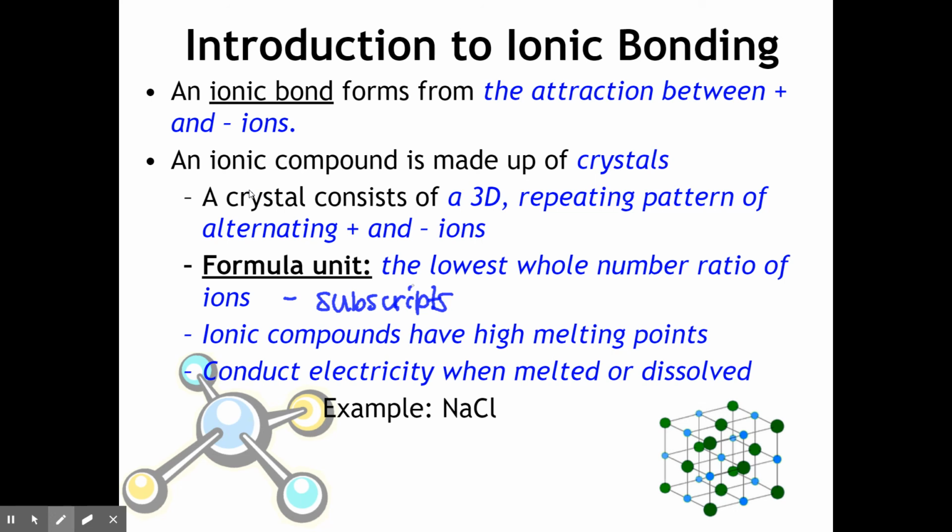Ionic compounds have high melting points. They conduct electricity when melted or dissolved. And a very common example is sodium chloride. You'll notice one of these is from the left and one of these is from the right, just like in our binary naming.